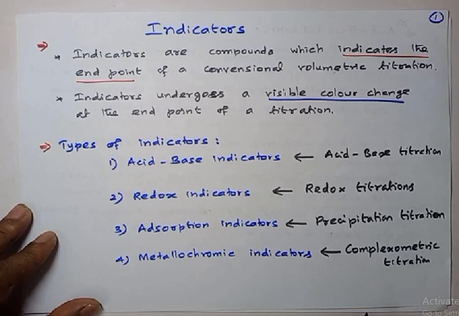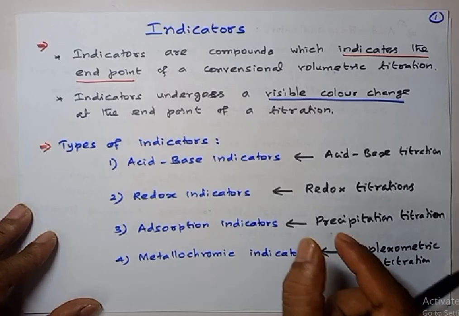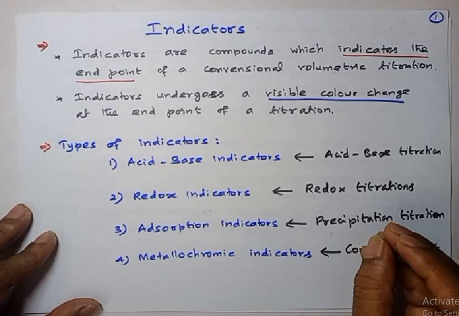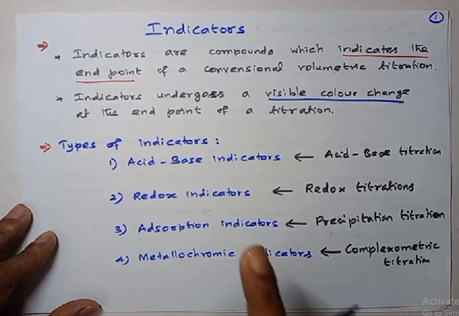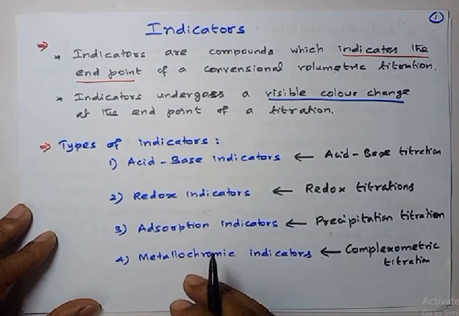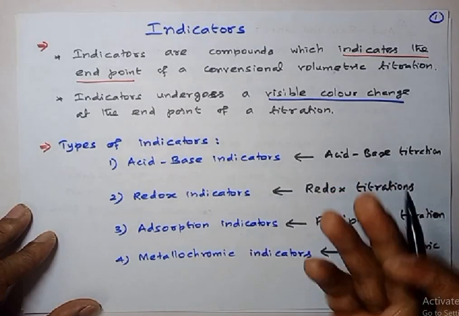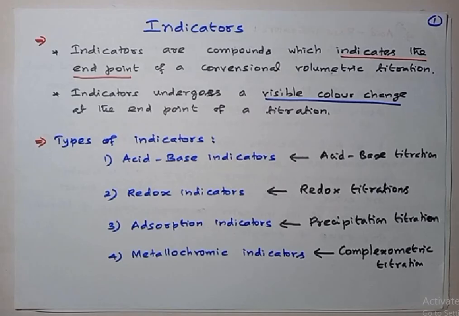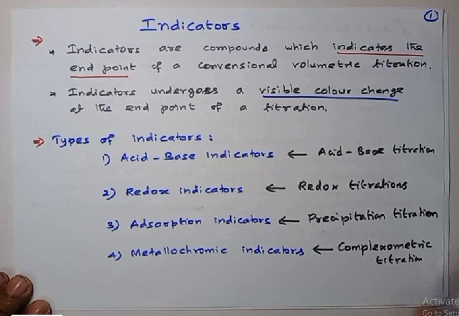What is complexometric titration? We take one reactant as metal ion, another reactant as a ligand. One is metal ion, the other one is ligand. We'll take metal ion as analyte, or we take the fourth type of indicator called metallochromic indicators. These indicators are used in complexometric titration.